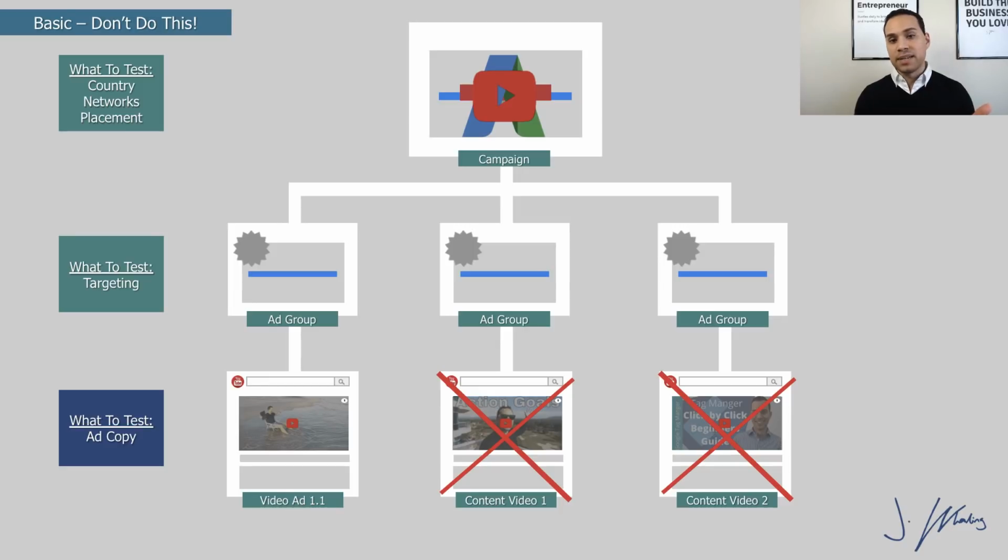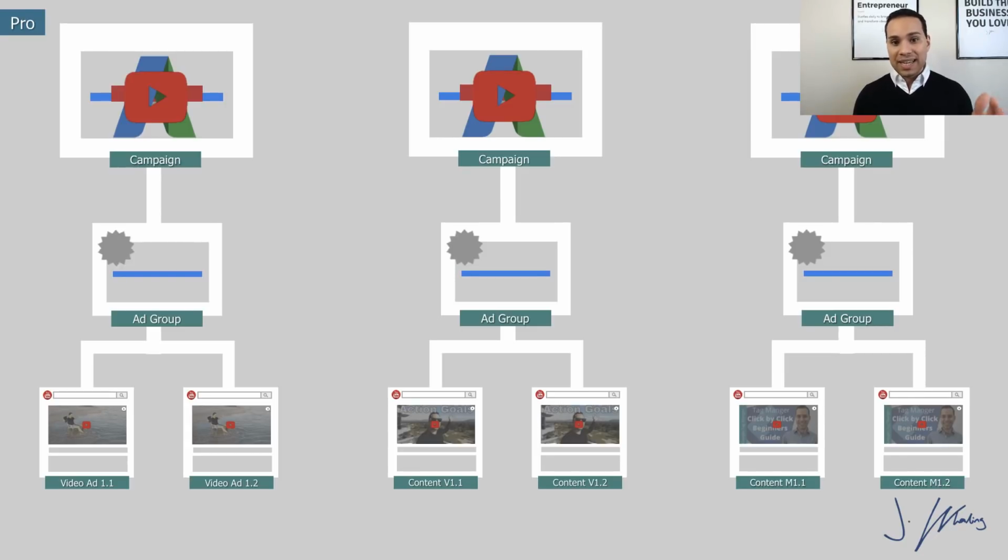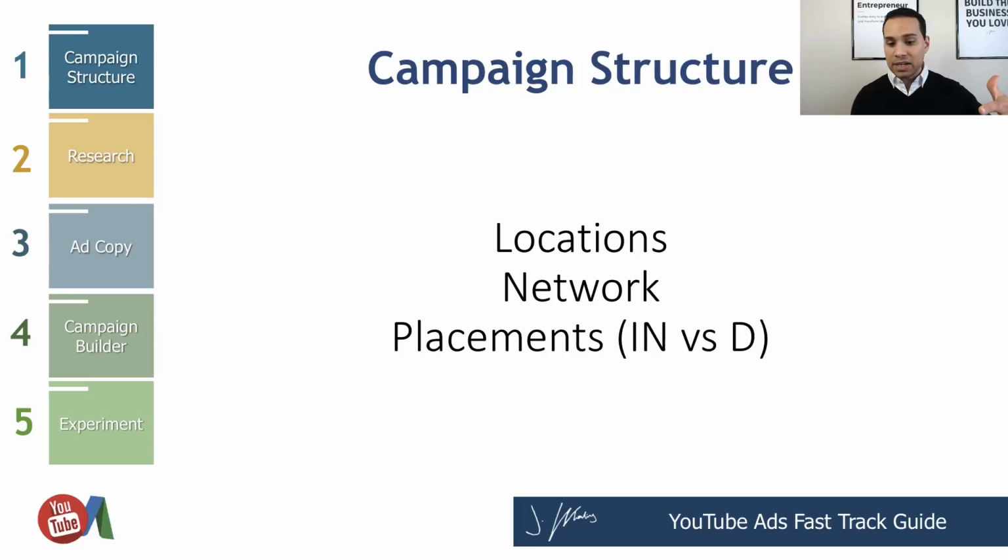What you will be doing inside of your ad groups is testing multiple versions of the same video. And when we get into the script writing, you'll see how to make multiple variations. So this is what your campaign is eventually going to look like. And that's why I recommend starting with one campaign, because there's a lot that goes into putting together a successful campaign. So again, to reiterate, because I know I'm throwing a lot at you here, at the campaign level, we're testing locations, networks, and placements.